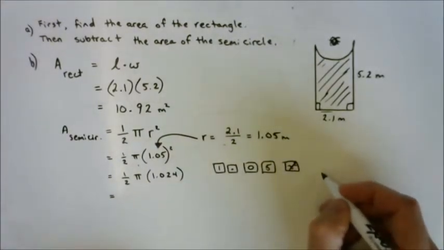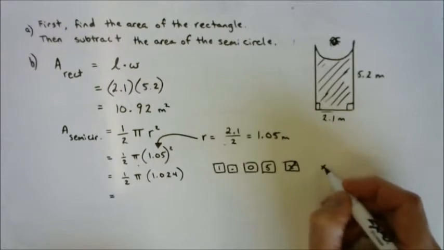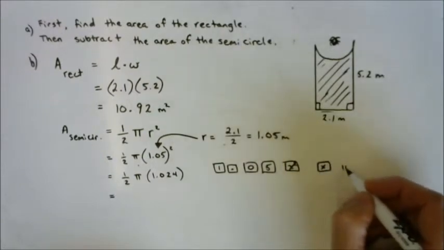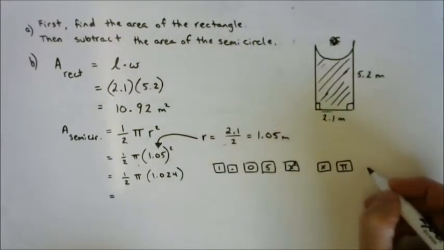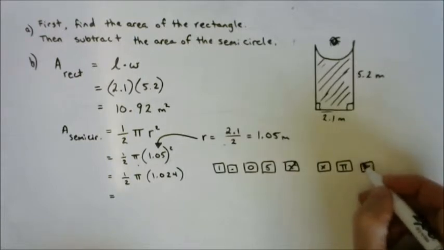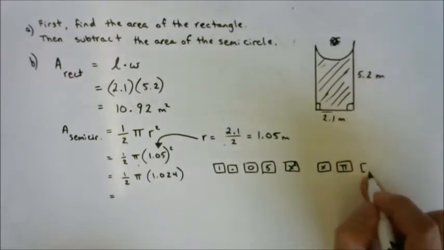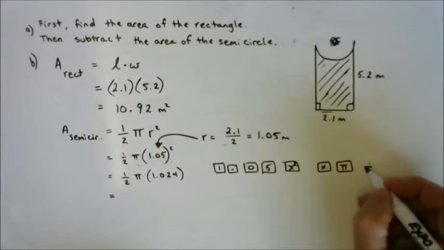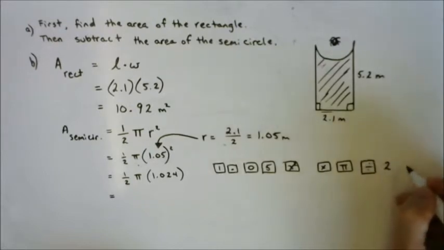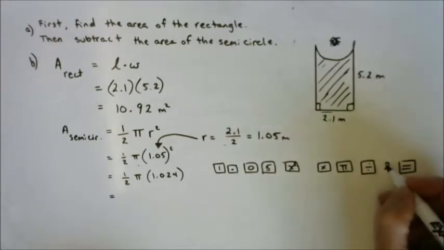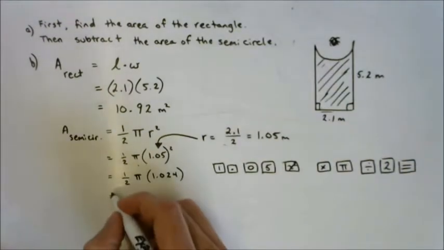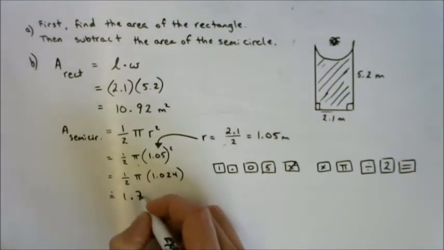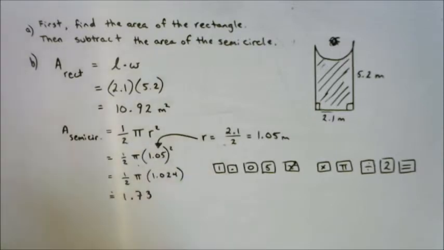Then you leave that answer there. You hit times pi, and then you hit divided by 2, and then you hit your equals button. 1.73. Alright, there we go. 1.73. Should we do approximately? Oh, you did. Yep, good job.